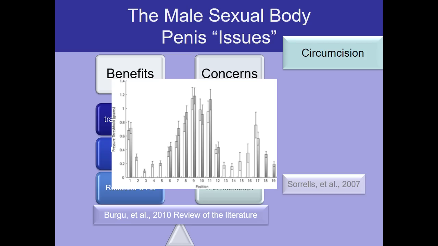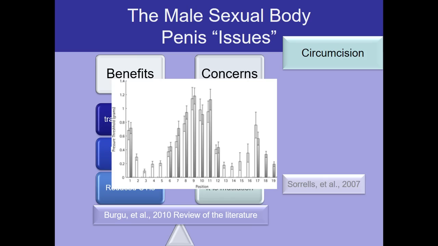Their foreskins are intact. Now you'll see some places where, do I have those reversed? Hold on a second. Yeah, I have those reversed. Sorry. White is non-circumcised and gray is circumcised.